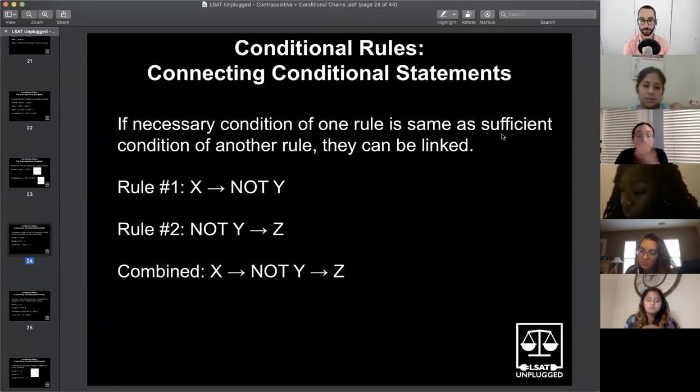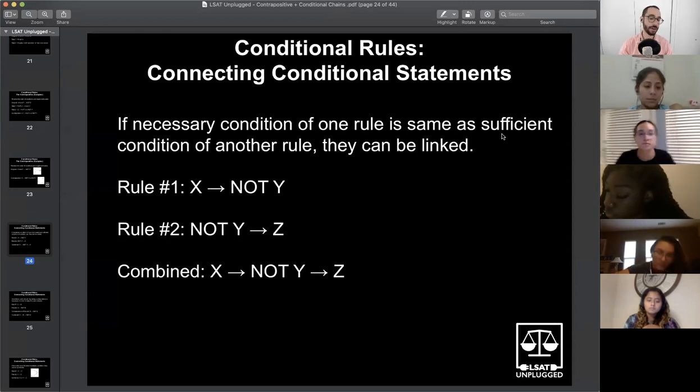Not Z to Y, not X. Perfect. Awesome. You got it, Winnie. That's great. Harry's also got it. Not Z requires Y, requires not X. That's the contrapositive of this entire thing.